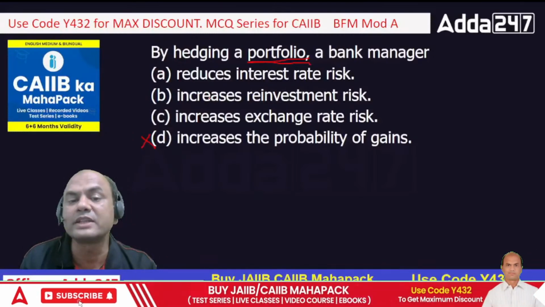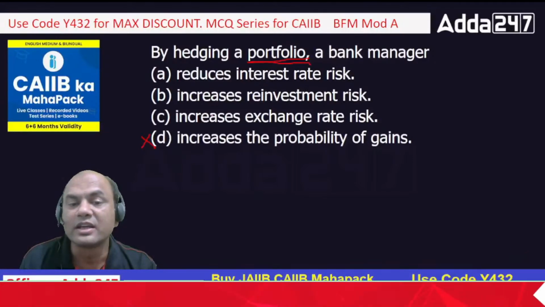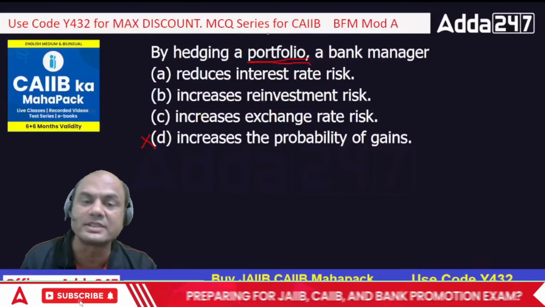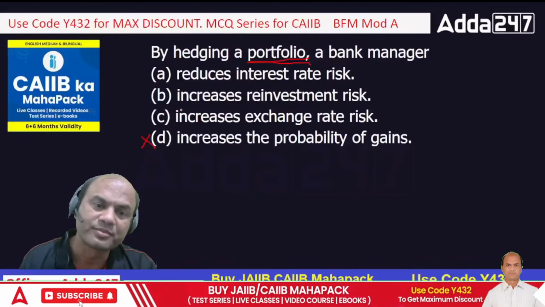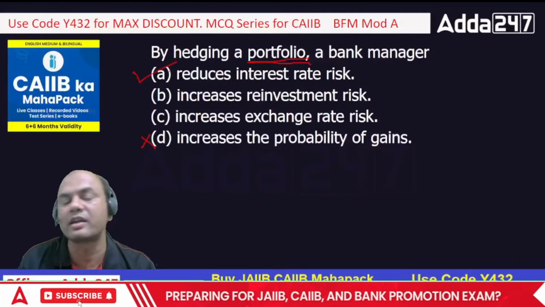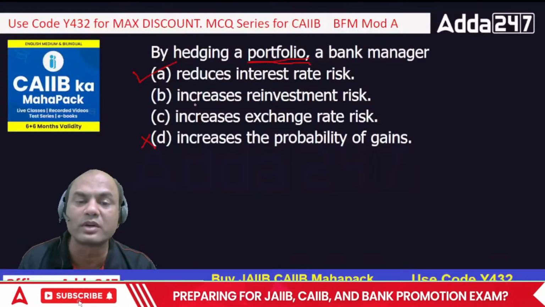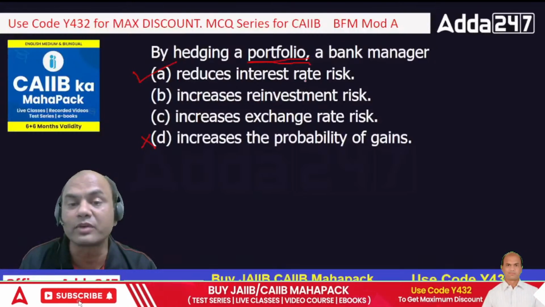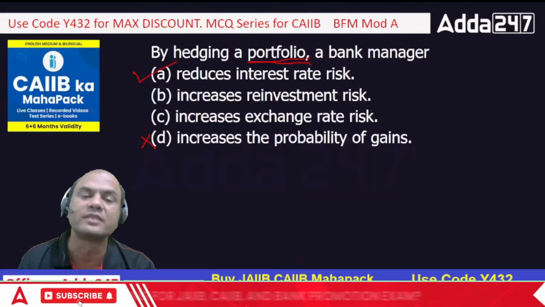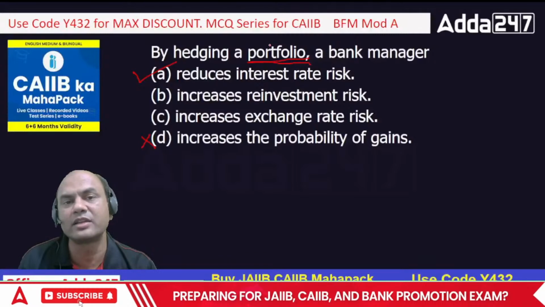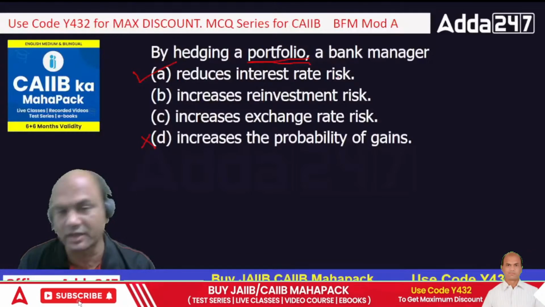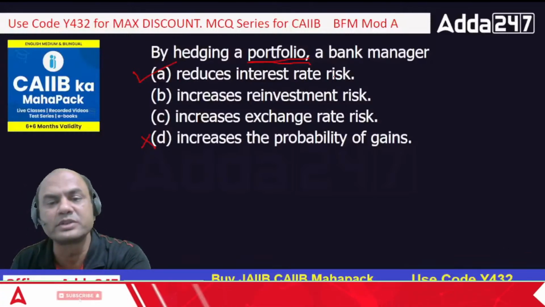Reducing the risk is okay, but what to reduce? Now the point over here is increases reinvestment risk, increases exchange rate risk, both are increases. Is hedging done to increase the risk? So what is the answer? Correct, reduces interest rate risk. If this would have been reduces over here, then the answer would have been tougher. Now as the options given are increase, increase, increase, none of the hedging is done for increasing any risk. It is always done to reduce that risk. Okay, so the option is reduces interest rate risk.